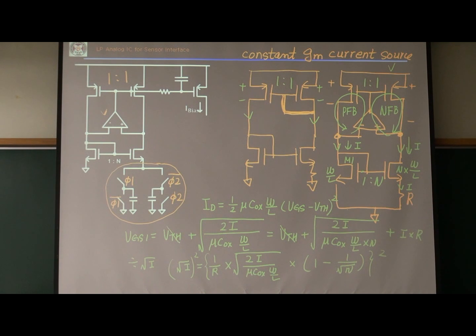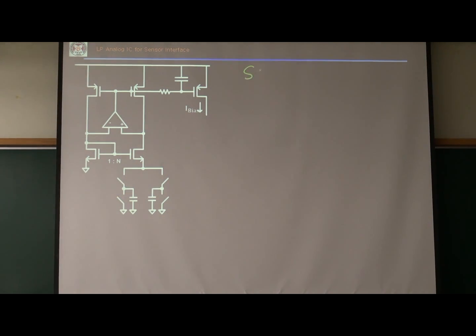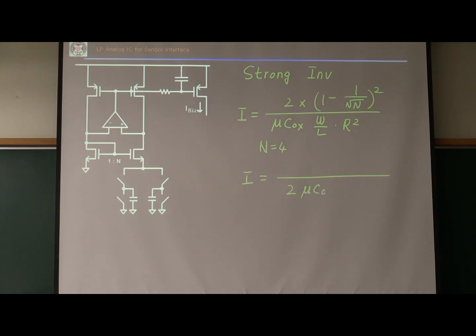In strong inversion, my current should be 2 over mu Cox W over L R squared, times 1 minus 1 over the square root of N, squared. So if N equals 4, this I is only 2 over mu Cox W over L R squared.